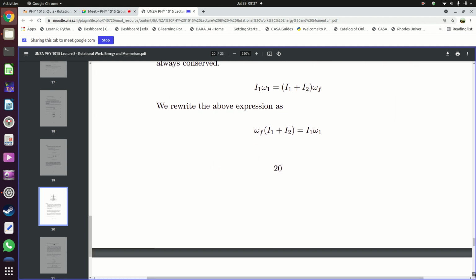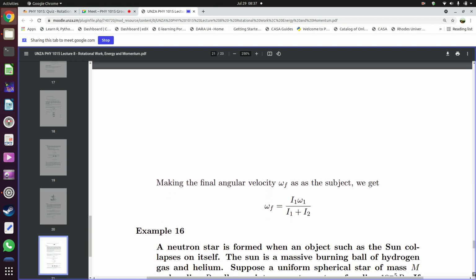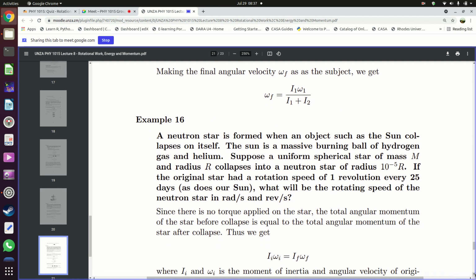The other example which we have is where you have a star which is spinning. Then this star collapses on itself. Okay. So basically it becomes smaller. But when you've got a big thing spinning, then it collapses on itself, so that with a smaller size, something else tends to happen.